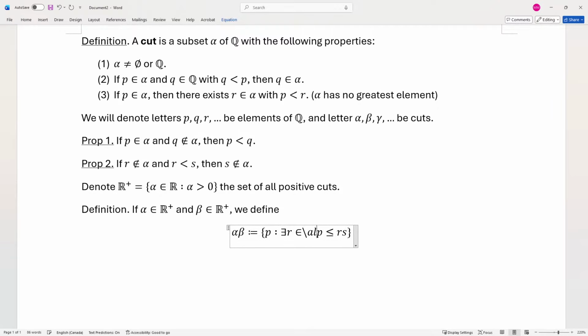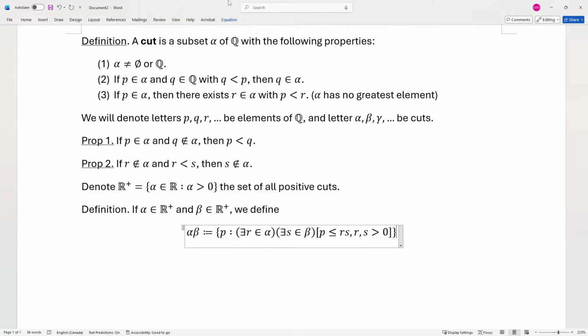r comes from alpha. Okay, and that's the first quantifier. The second quantifier is there exists s comes from beta, such that p is less than or equal to r times s. Okay, and we also want to make sure that r and s are greater than 0. So let's write r and s greater than 0. So that's it. So that's the definition of a multiplication.